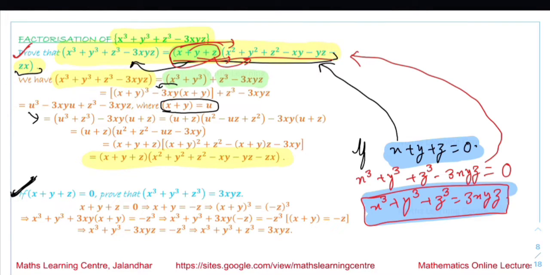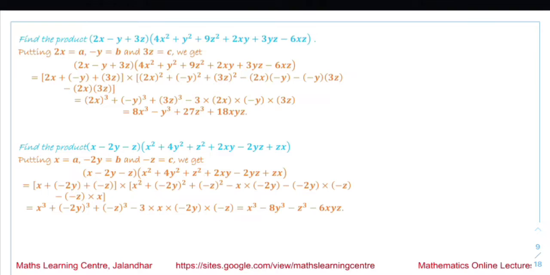This is very important to note over here, that this is not the direct formula we have. We are saying this thing holds only if x plus y plus z is equal to 0. So in the next slides, we will solve some problems based on these two formulas. Now the next question we have is to find the product of these two terms.